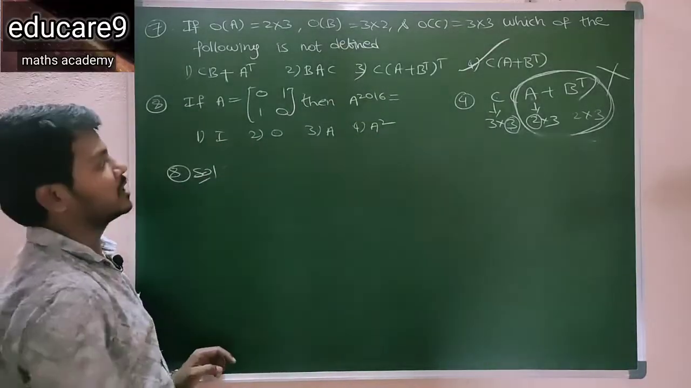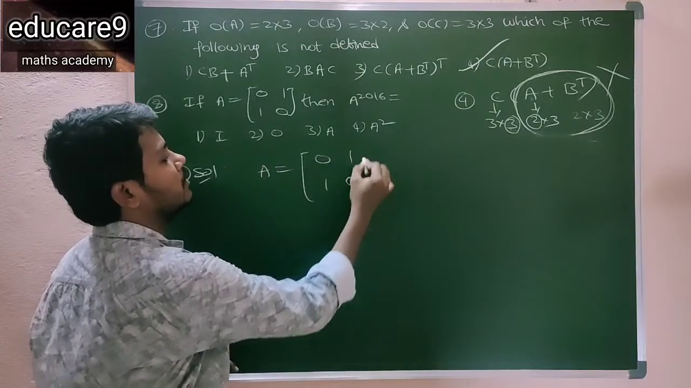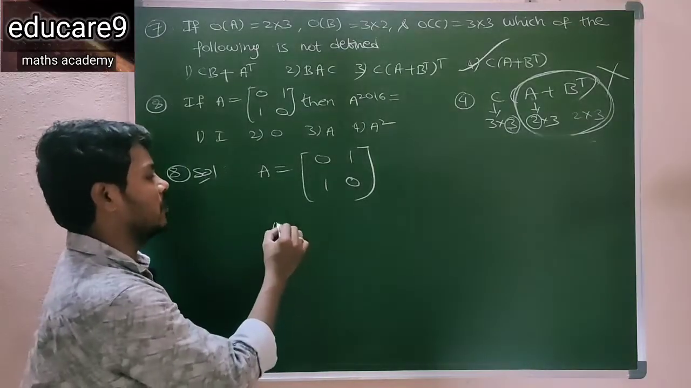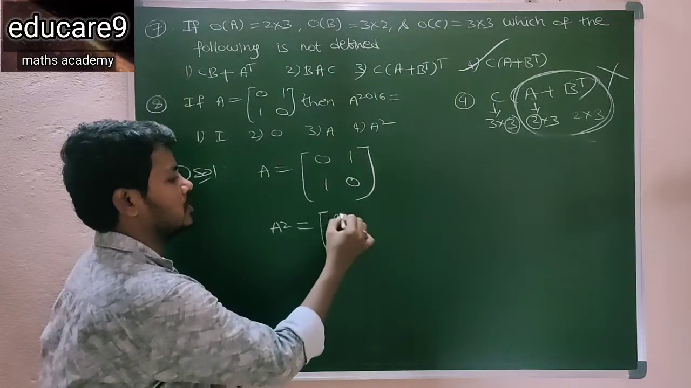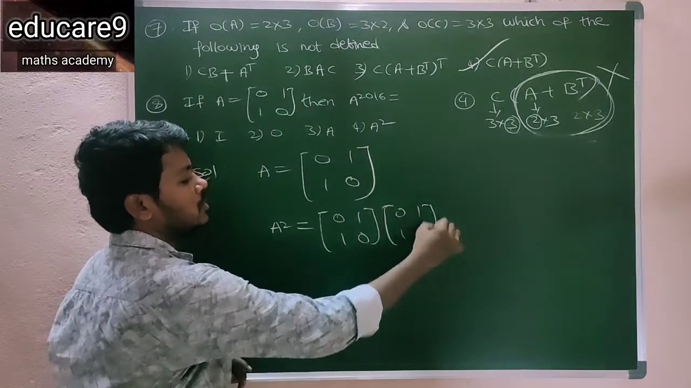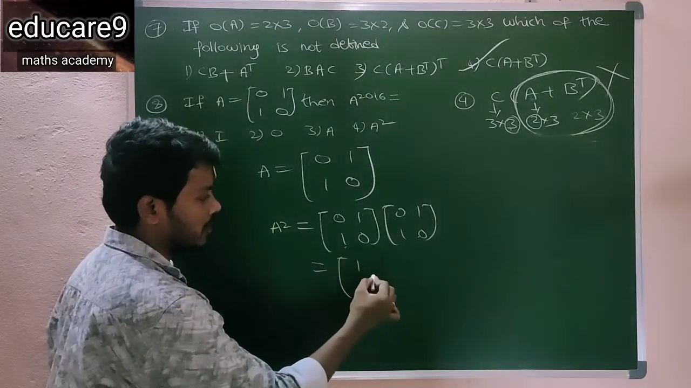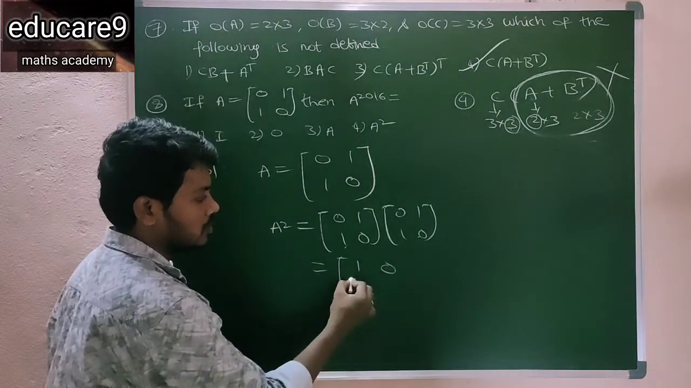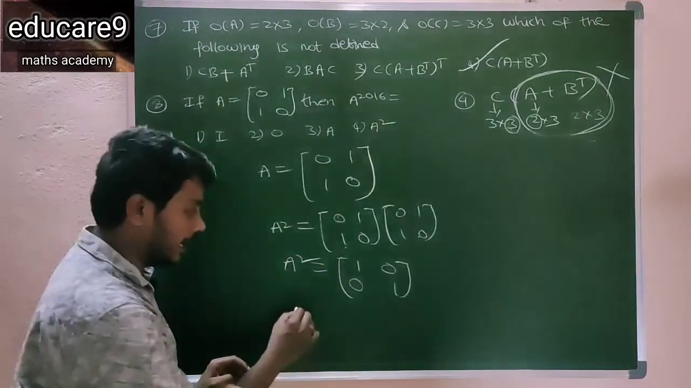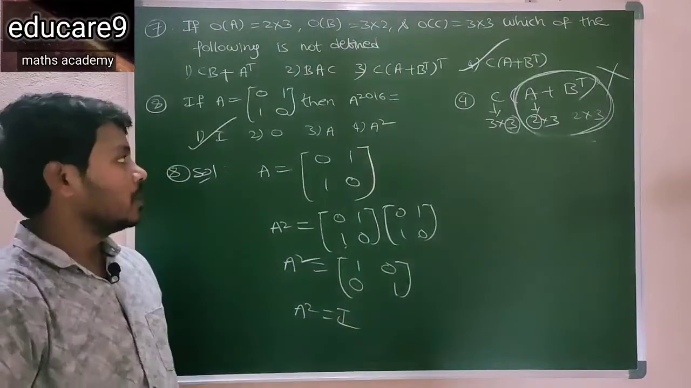So see the eighth solution. A is equal to 0, 1, 1, 0. Then find A power 2016. See here, what is A square? 0, 1, 1, 0 into 0, 1, 1, 0. So multiplying these two matrices, what do you get? 1, 0, 0, 1. So clearly A square is what? Identity matrix, that is denoted by I.